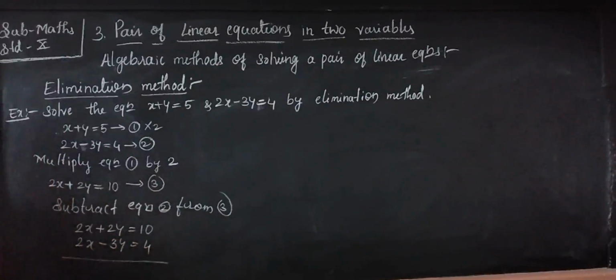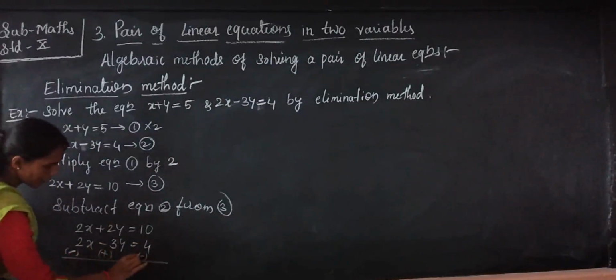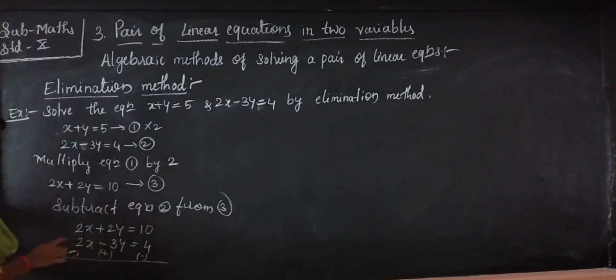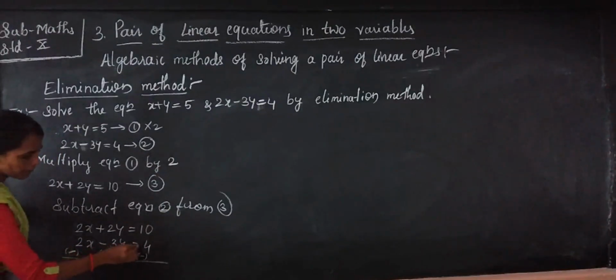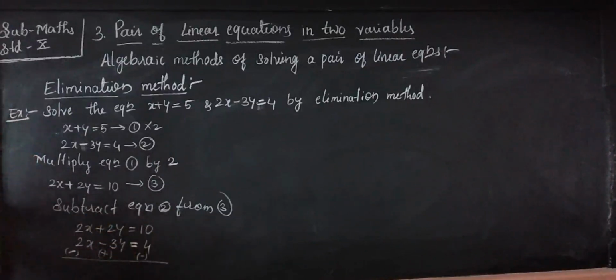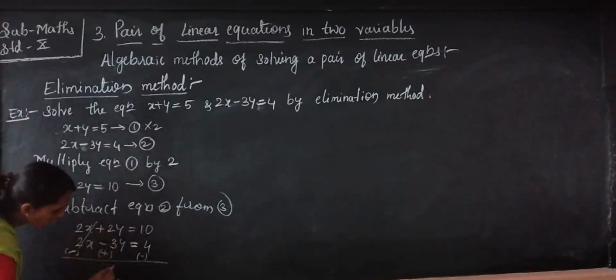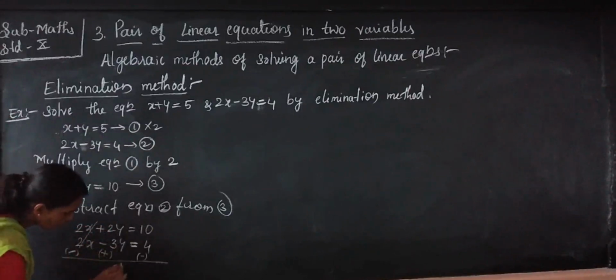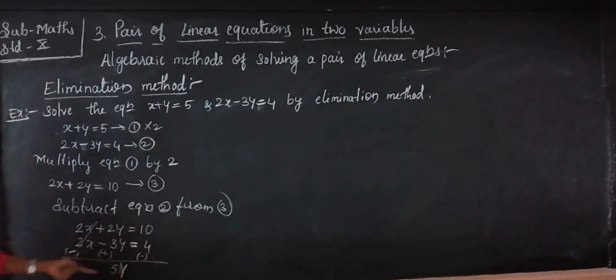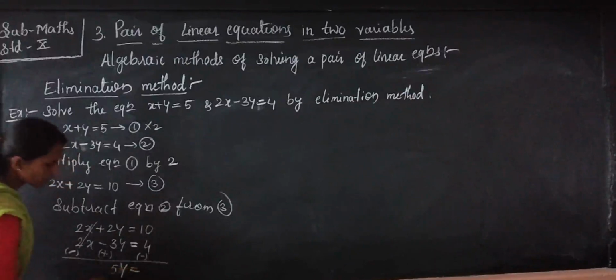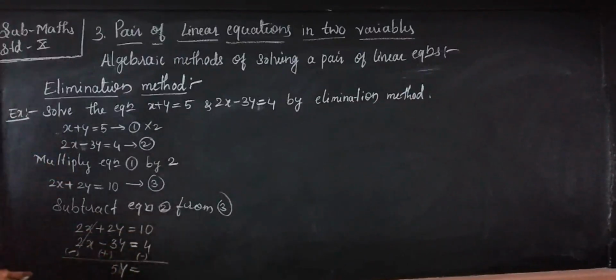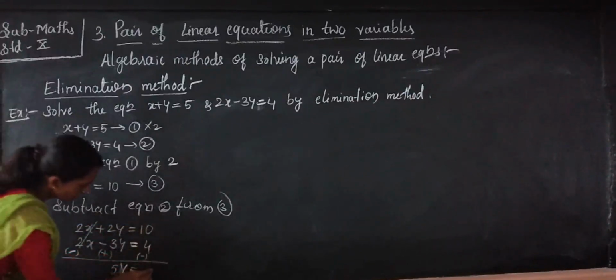So the signs change here. Plus becomes minus, minus becomes plus. Here 2x and 2x both cancel. Plus 2y minus minus 3y becomes plus 5y, since 2 plus 3 is 5y. On the right, 10 minus 4 becomes 6.